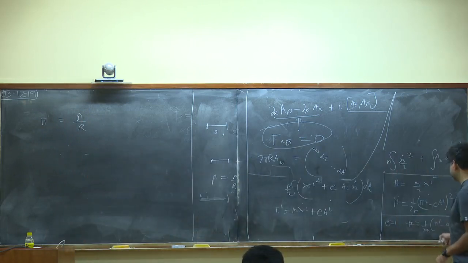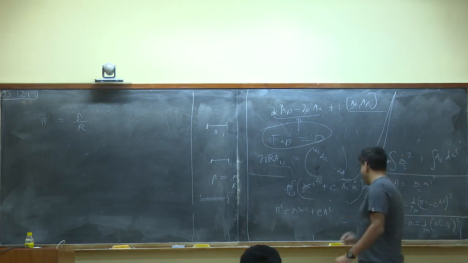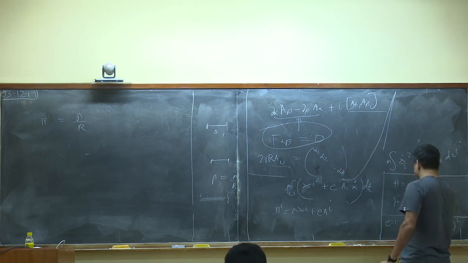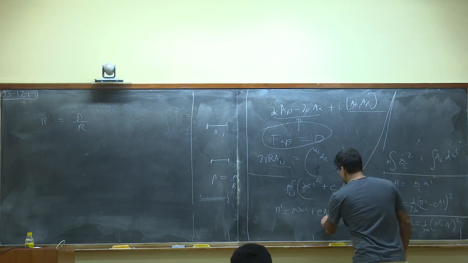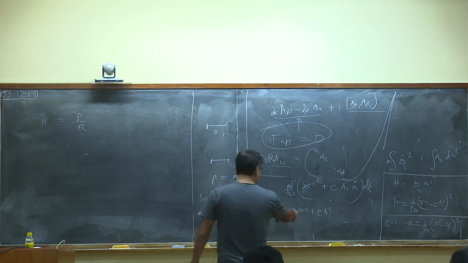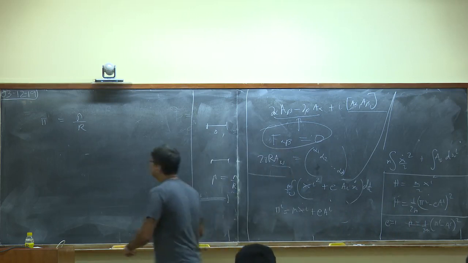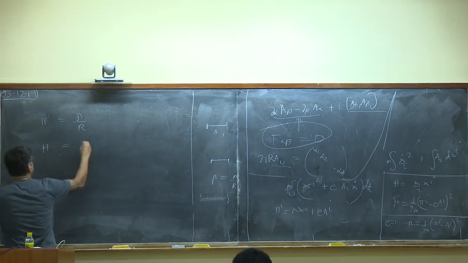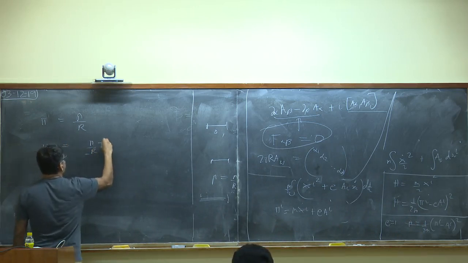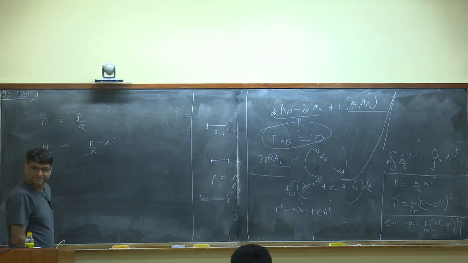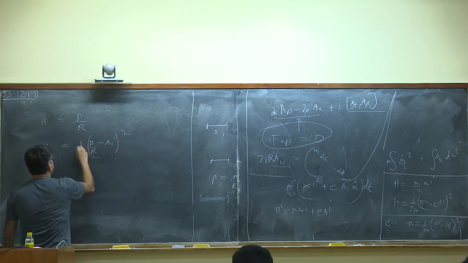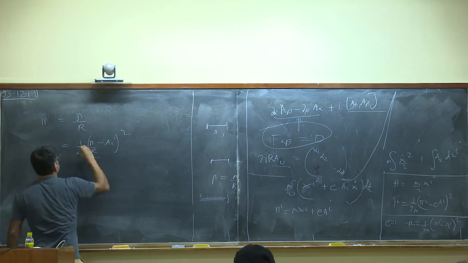But that means that this quantity, which was basically xi dot here, was n by r minus Ai. So my Hamiltonian is equal to 1 by 2m, n by r minus Ai, the whole thing squared. This is the spectrum of my Hamiltonian.